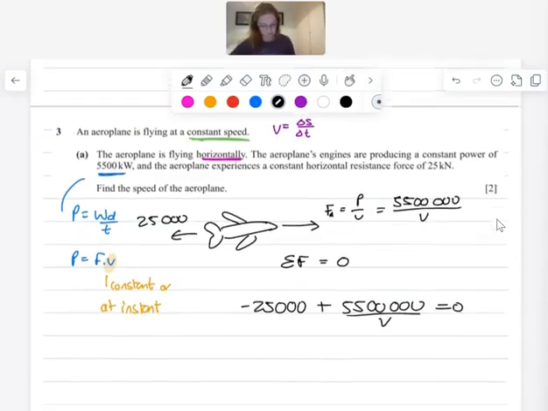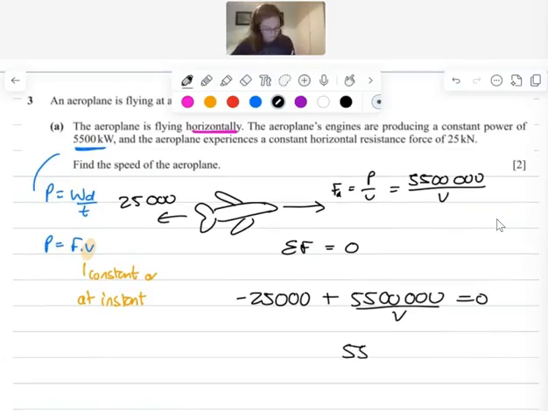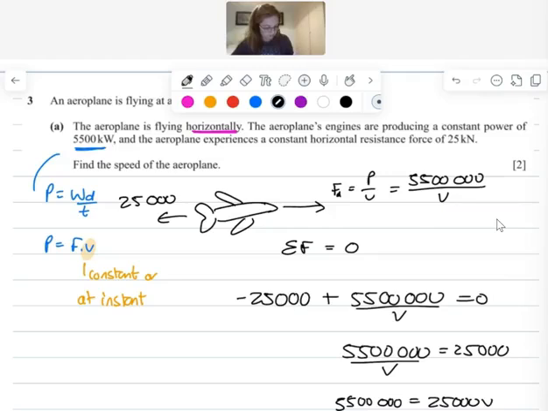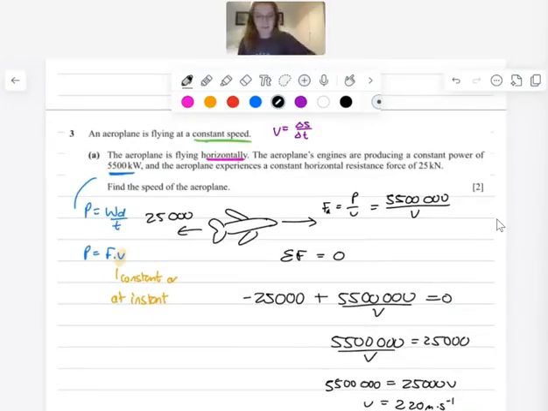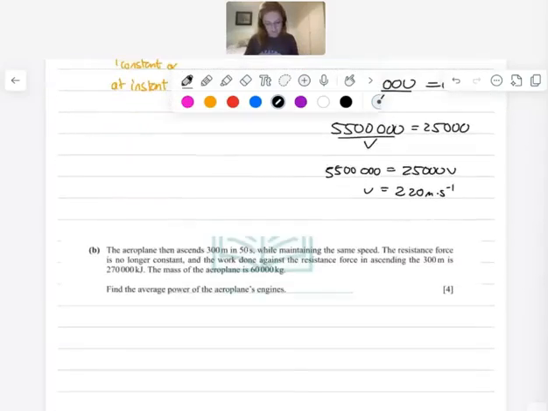There's no acceleration. If we were now to solve for velocity, 25,000, I'm going to take my v up to the other side. And then if I divide through, let's make sure we get all the right number of zeros. Our velocity is then 220 meters per second. That's interesting. It's hard to check because it's an unfamiliar concept of how fast an aeroplane goes. I haven't seen that in many papers, so it might make you feel uncomfortable in your exam. Just make sure you've got all the correct zeros and keep sticking to your principles.